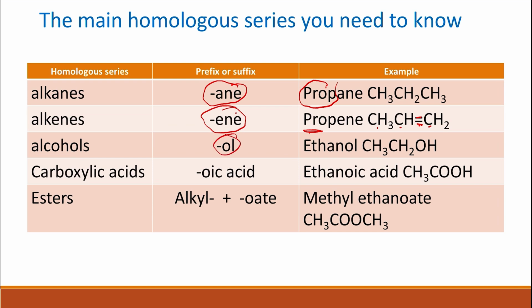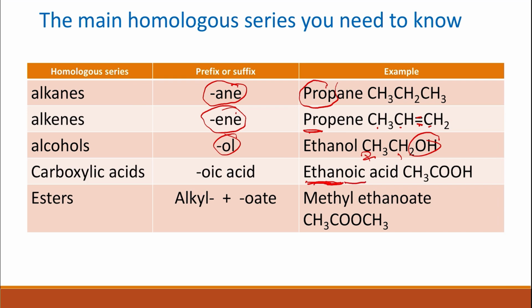For alcohols, we use ol at the end, so we remove the e from the alkane name and replace it with ol. So we have something like ethanol. Ethanol is an alcohol with 2 carbon atoms, 1 and 2, and then it has an OH, so it's called ethanol. For carboxylic acids, we remove the e from the alkane name and replace it with oic acid. So if we have 2 carbon atoms, it's going to be called ethanoic acid, coming from ethane, and then oic acid.